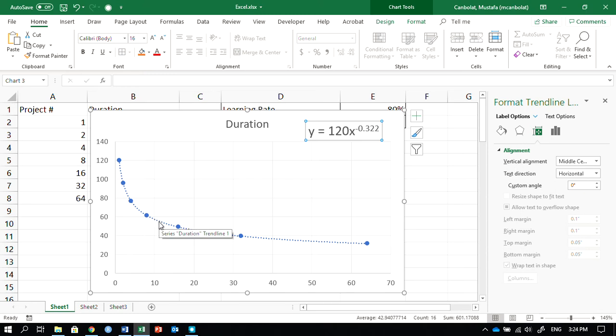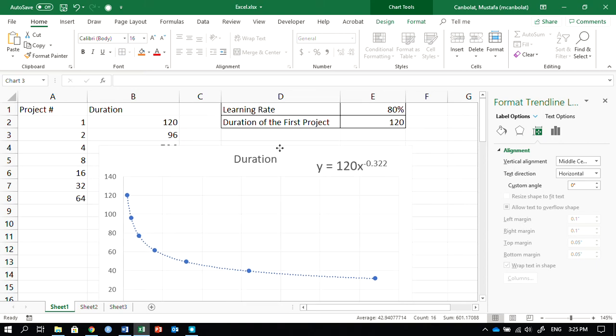We can find project number 5, 6, 7, 9, 10, 11, 12, etc. using this formula. That is what? 120 times x, which is the project number, to the exponent of negative 0.322. That is the rate of reduction. So that is not the learning rate. The learning rate is the reduction when you double the number, but here this is just showing you the rate of reduction as an exponential relationship.